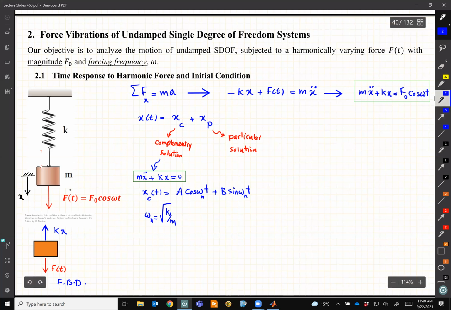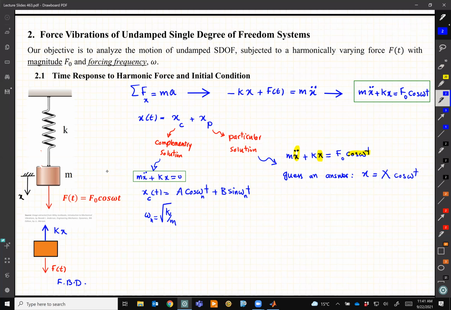Now for the particular solution, we have to guess an answer. So I have m x double dot plus kx is equal to F0 cosine omega t. We need to guess an answer. So this is how we solve the differential equation, if you recall. If I look at this equation, what should be a good x? What is a good function? So I have cosine omega t, right? I need something that when I take the derivative 2 times, and here the same function, I could get rid of cosine omega t. So let's start by a guess, call it capital X cosine omega t. This is what we guess should be the answer. This capital X is a constant, which we don't know what it is.